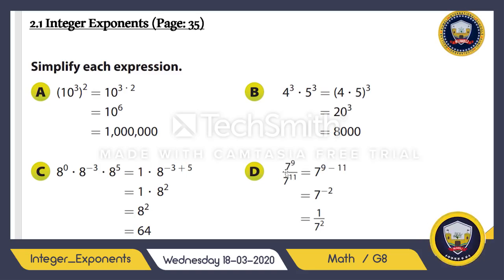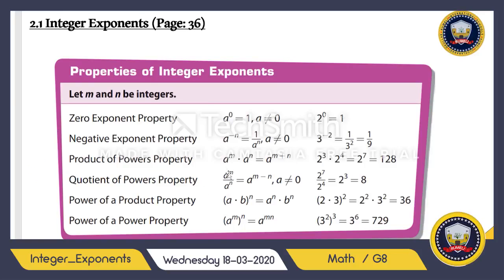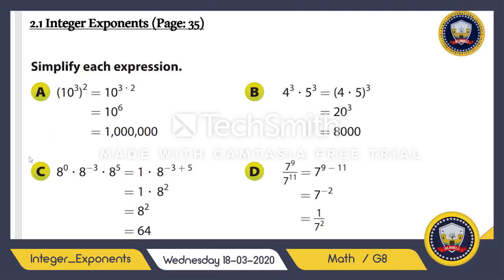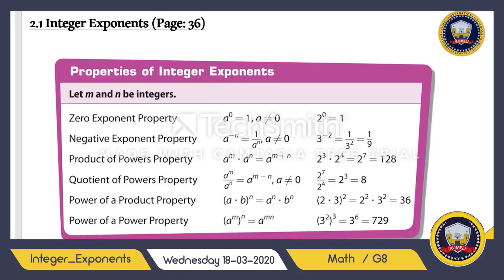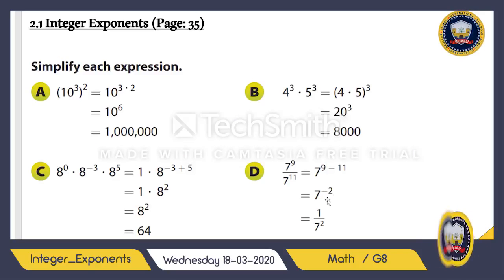In D, we have a quotient of powers. 7 to the power of 9 divided by 7 to the power of 11. We said whenever we have a quotient, like a ratio like this, then the result will be the base raised to the power m minus the power n. So it will be 7 raised to the power of 9 minus 11, that is minus 2. So 7 to the power of minus 2 equals 1 over 7 to the power 2. Look at this. The negative exponent, whenever we have a to the power of negative n, it is 1 over a to the power n. So 7 to the power of minus 2 equals 1 over 7 to the power of 2, which is 1 over 49.